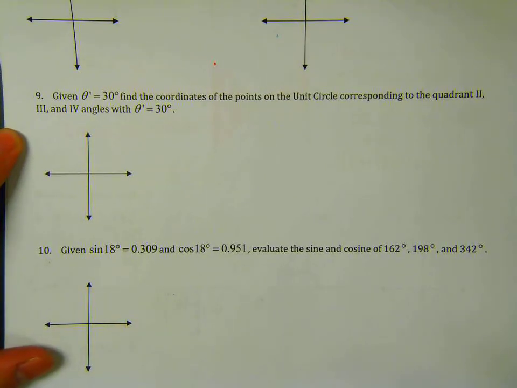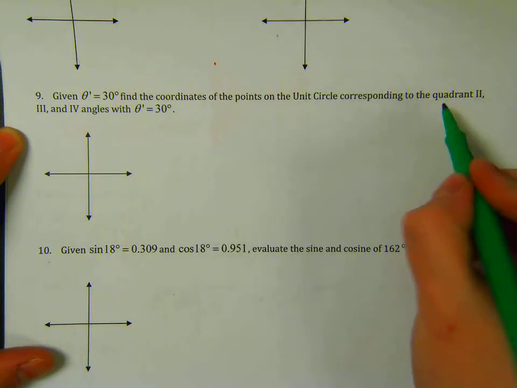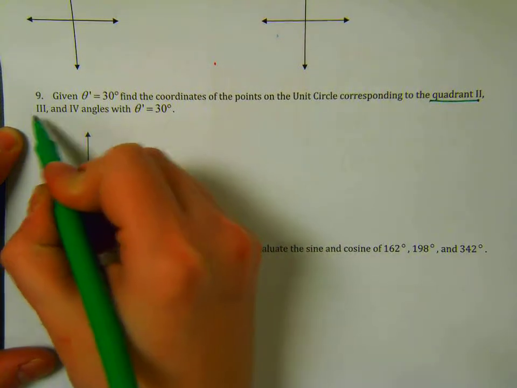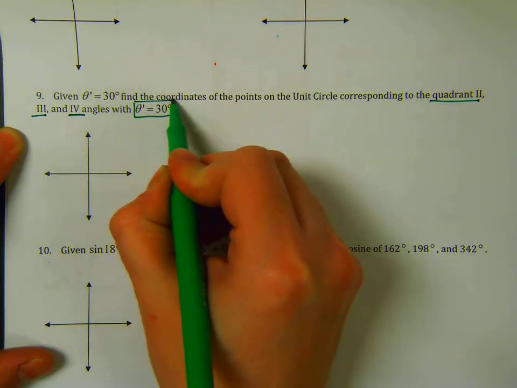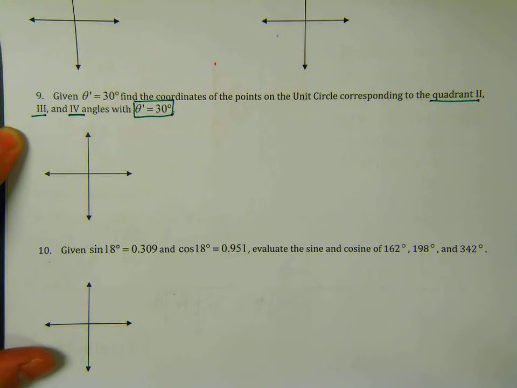So in number 9, this is actually going to take a little bit of work. They give me that there's a 30-degree reference angle. Remember, theta prime is 30 degrees. Find the coordinates of the points on the unit circle corresponding to quadrant 2, 3, and 4 with this reference angle. So start off by making your bow tie.